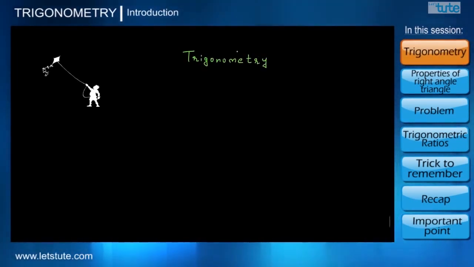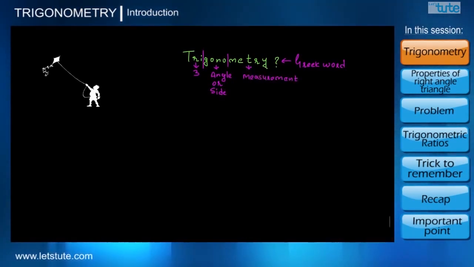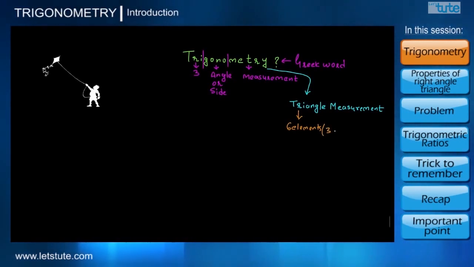But what is the meaning of the word trigonometry? Trigonometry is a Greek word where tri means 3, gon means angle or side, and metry means measurement. So the literal meaning of trigonometry is triangle measurement. A triangle has 6 elements, 3 angles and 3 sides. And trigonometry deals especially with right angle triangles.